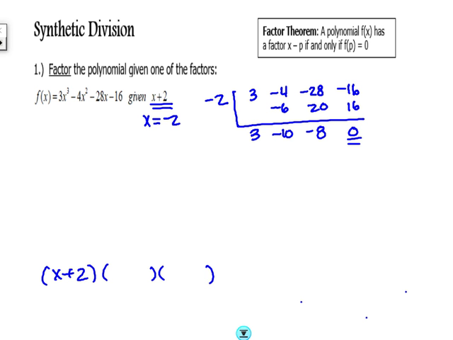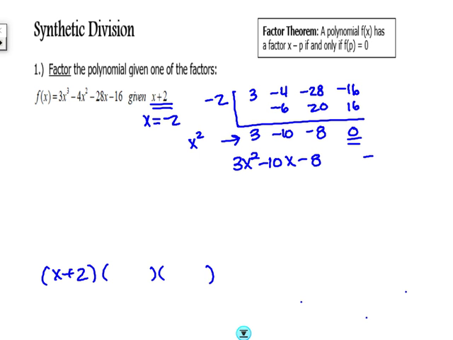Now what we've done is we've divided by x. So we had x to the third, and we divided by x. So that makes this an x squared. This is a quadratic. It has a degree of 2. So we have to turn this thing back into a polynomial. And we're going to factor that.